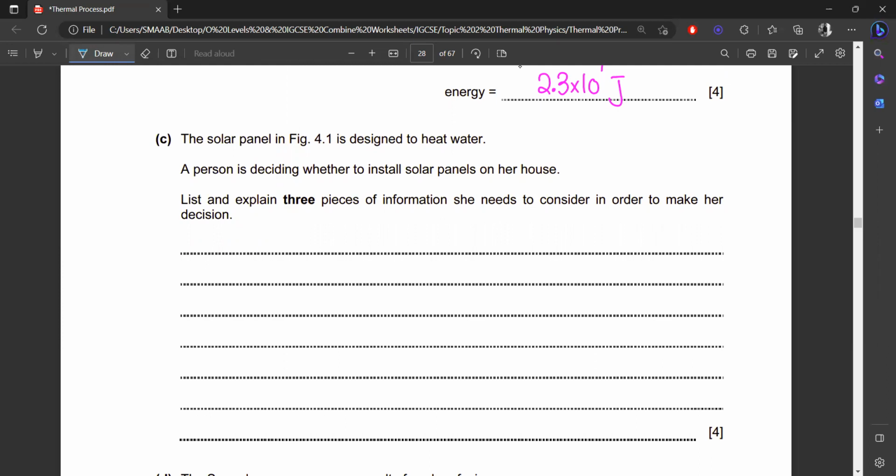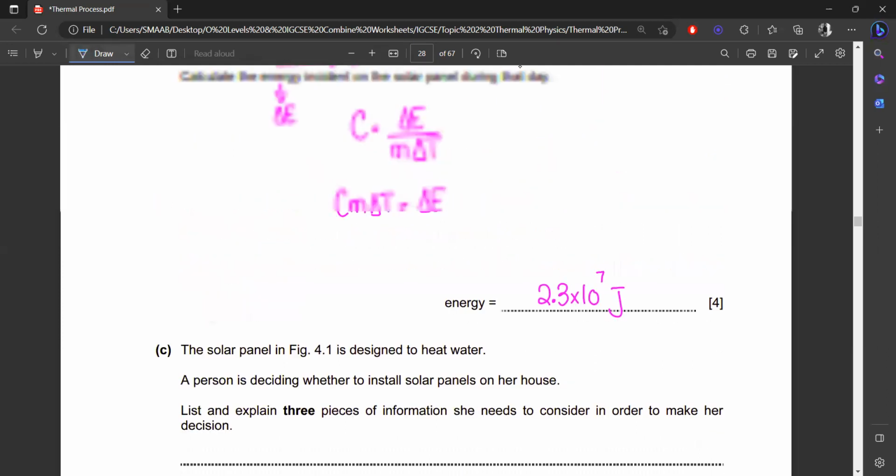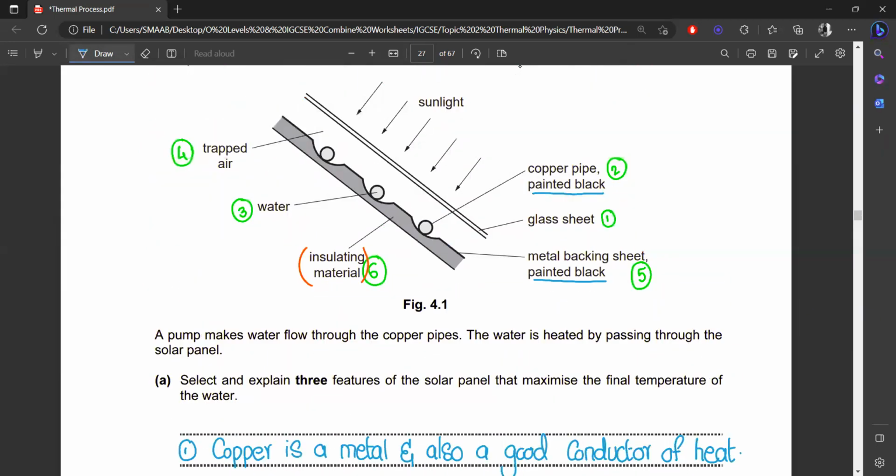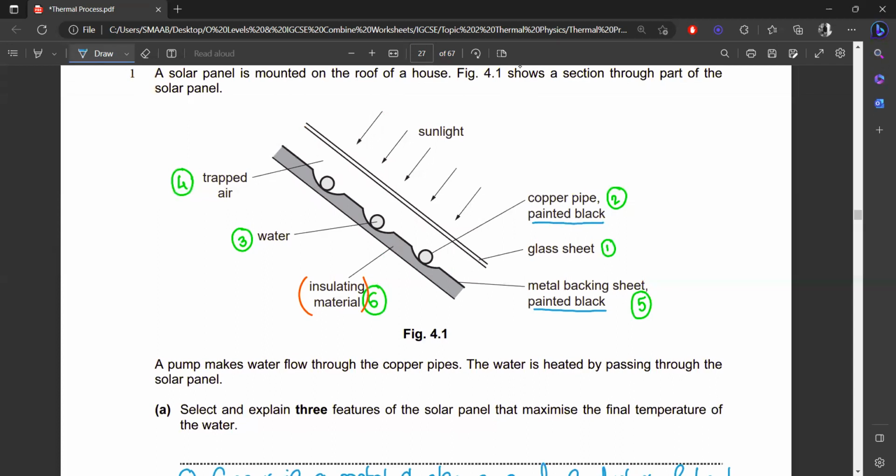So she needs to check if the metal is a good conductor. Okay, so that is already mentioned. The setup which we are following in the first part will be the same. So we are using a good conductor, that is copper. We need to check out the other factors also.